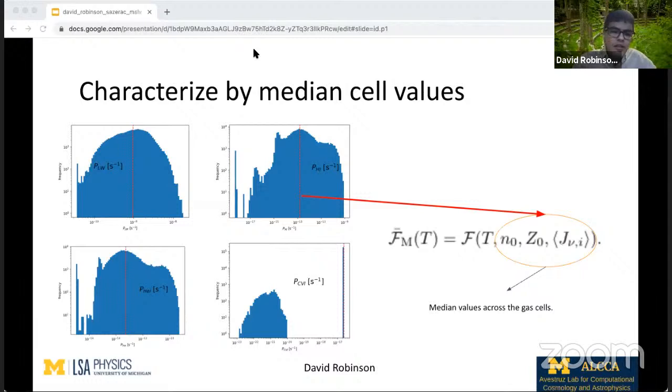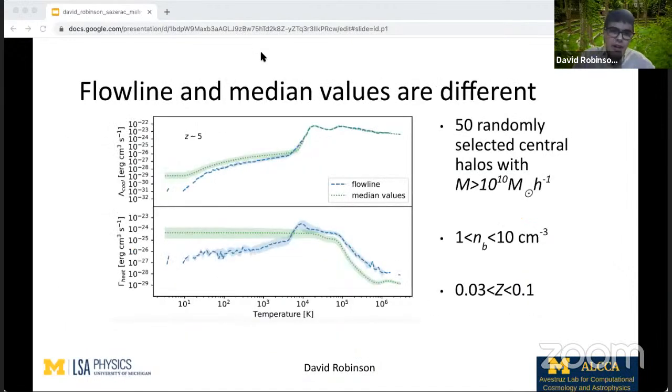So then the main question that we were trying to answer with our results is, do these two approaches tell us the same thing? Are they meaningfully different from each other? And the answer, as you might expect, turns out to be yes. So here on this slide, in the dashed blue curves, we're showing the flow line cooling and heating functions, cooling in the top panel, heating in the bottom. And then the green dotted curves are showing the median values curves.